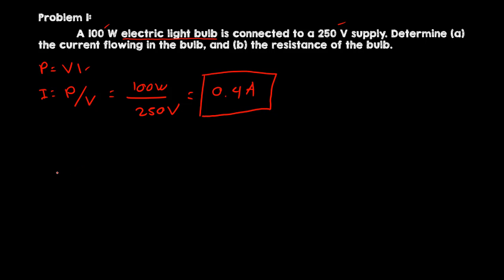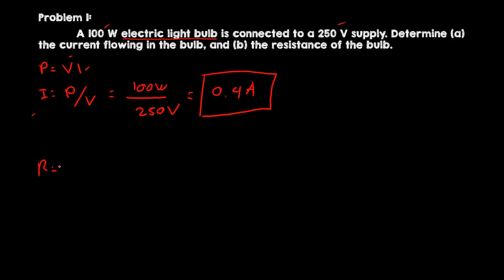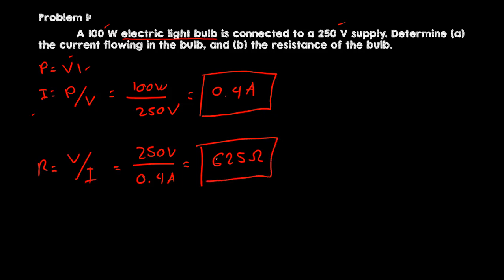Next, letter B, the resistance of the bulb. We have V and we have I, so we can use Ohm's law. So R is equals to V over I. And V is 250 volts. And I is equals to 0.4 amperes. And the resistance should be 625 ohms. And that's the answer for problem number 1. As simple as that. So we will be using Ohm's law from time to time. And it will be the mostly used formula dito sa ating mga topics na to.